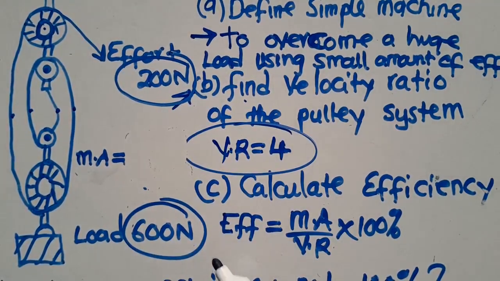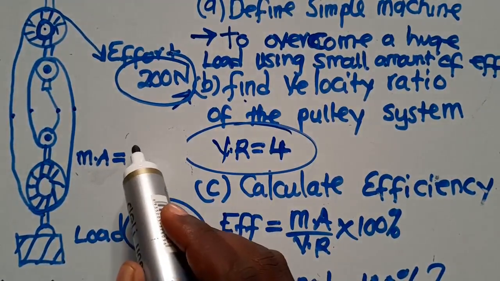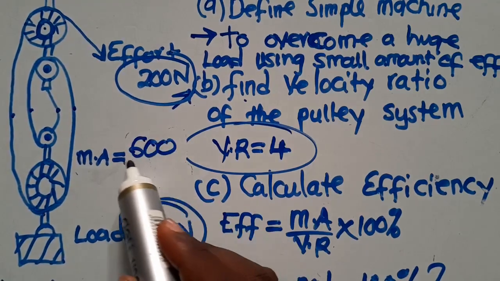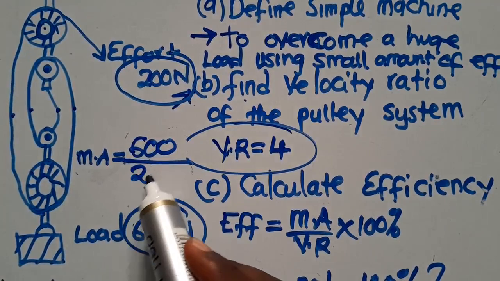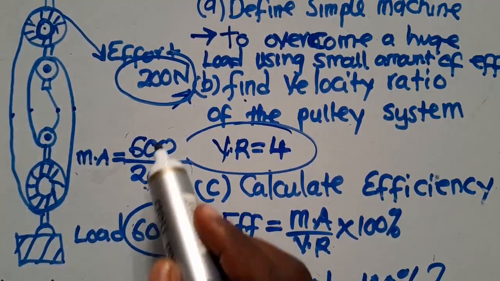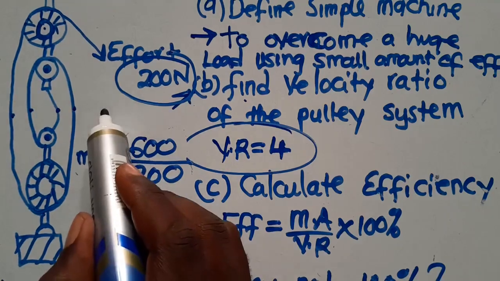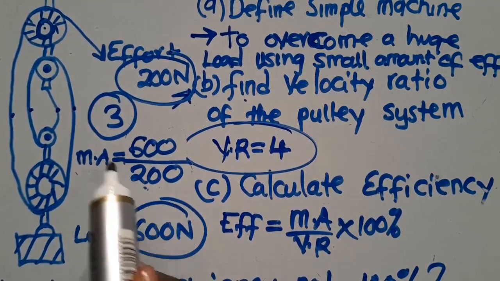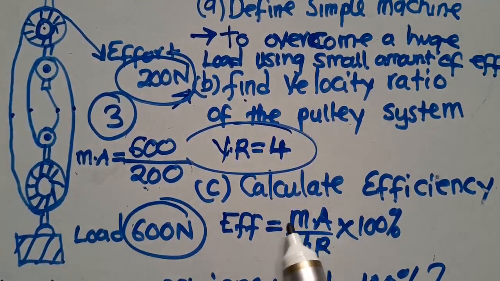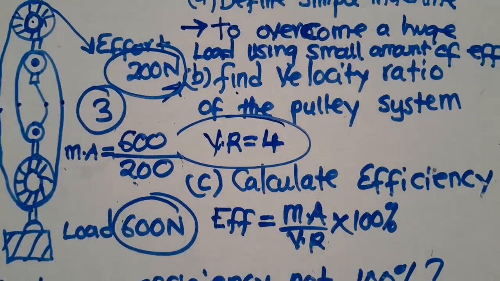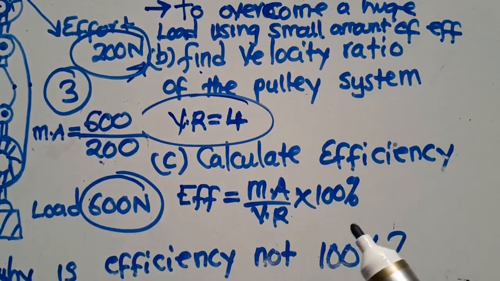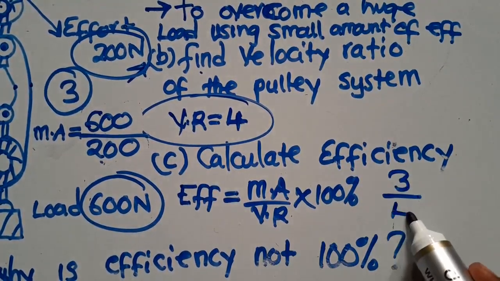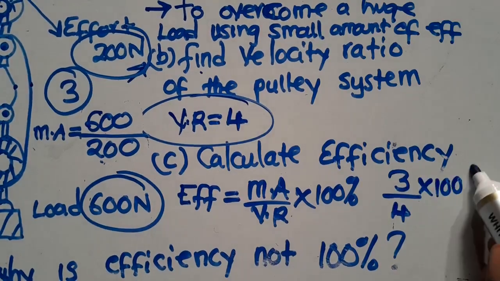So what is your load? The load here is 600, over the effort, which is 200. If you divide here, definitely you are going to get 3 as your answer, meaning that 3 is your mechanical advantage. So you can now substitute in the formula you've just written: 3 over velocity ratio, which is 4, times 100%.